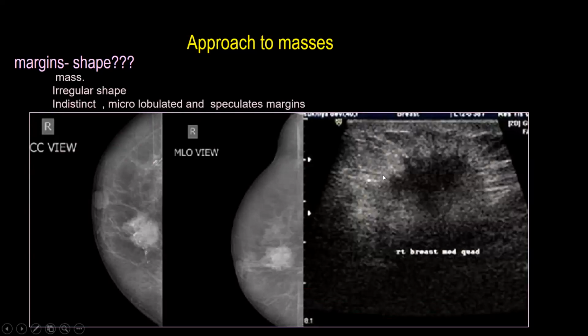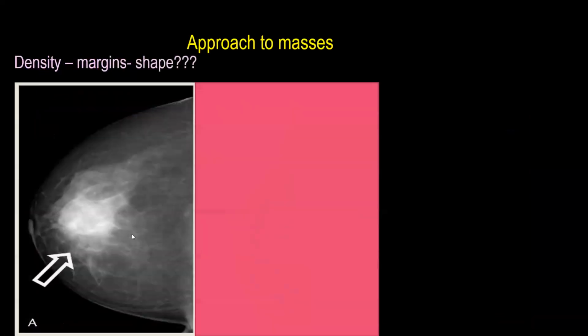Okay, can you see? I told you microlobulated and spiculated. Can you see the spiculation more obvious on ultrasound than on mammography? But here, at least the microlobulations, indistinct margin and some spiculation are there, and this band going toward the nipple with nipple retraction and microcalcifications.